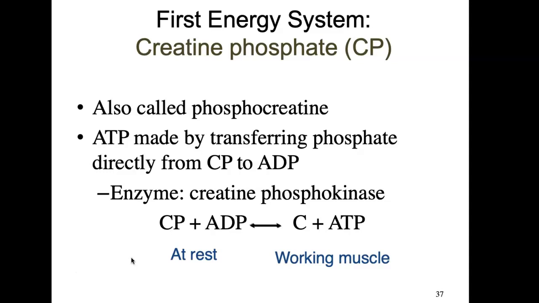Well, the first energy system that you would use, let's say all of a sudden the doorbell rang at wherever you're doing your homework, and you're going to run down some stairs, or you're going to do this burst of quick activity. So you would use the first energy system called creatine phosphate, call it CP, also called phosphocreatine. This is a really fast way of getting that phosphate to make ATP.